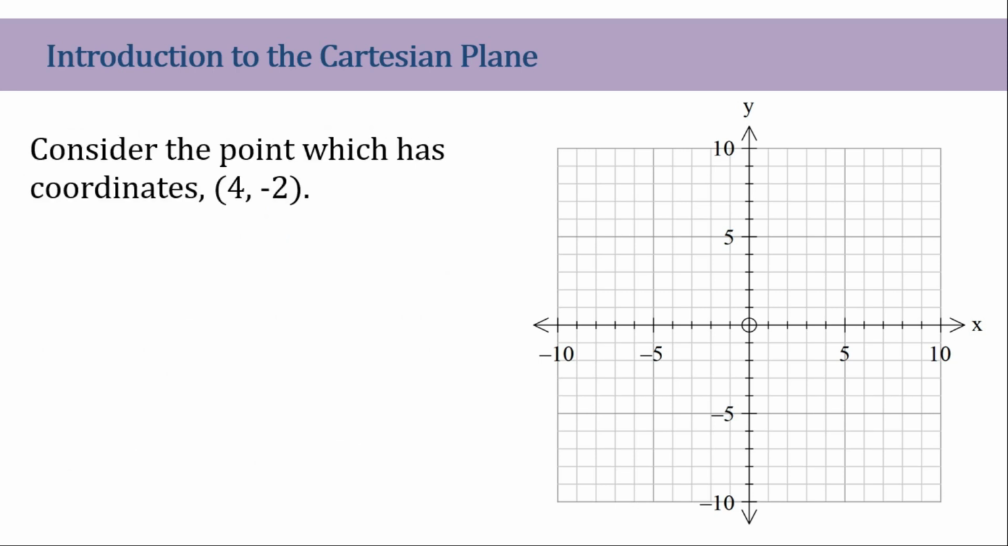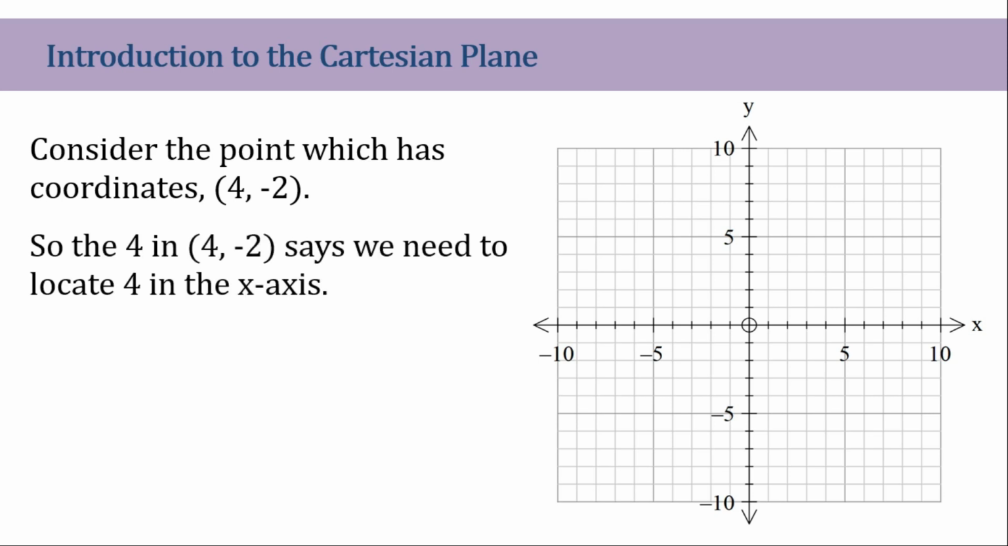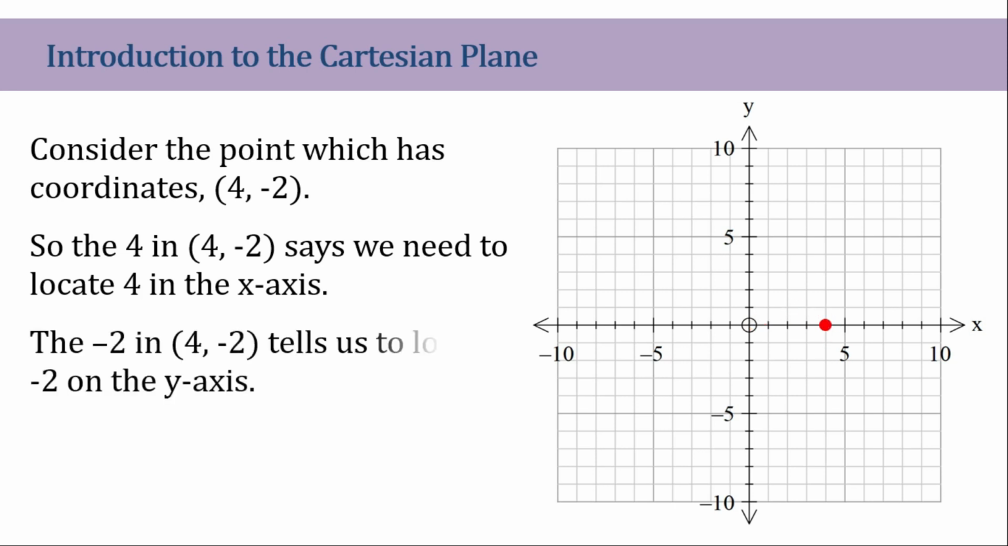Consider the point which has coordinates of (4, -2). So the 4 in (4, -2) says that we need to locate the 4 on the x-axis. So from the x-axis, starting from the origin, we count 1, 2, 3, 4. So this is positive 4 on the x-axis.